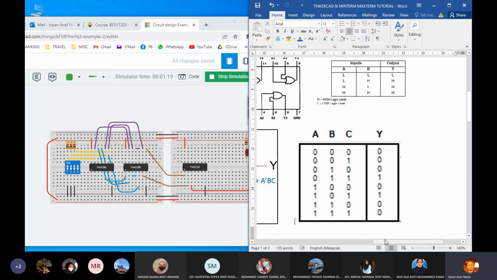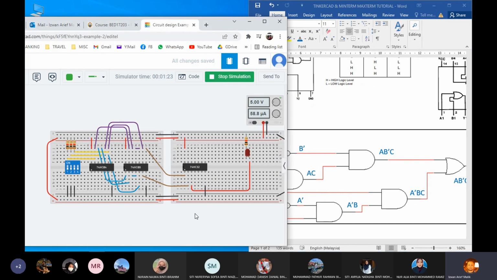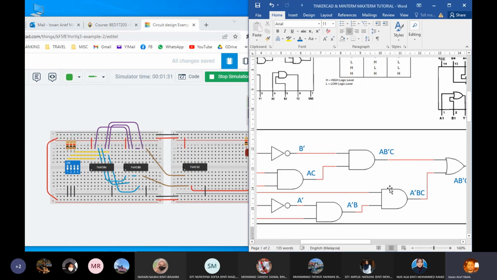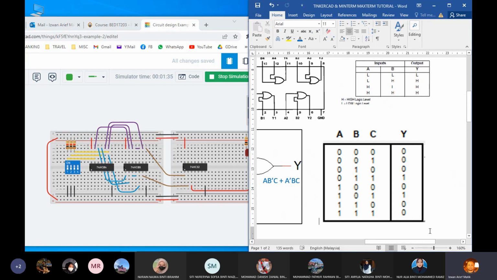So my representation of this circuit is actually represented in my Tinkercad with this circuit. Maksudnya circuit saya yang ini adalah betul berdasarkan circuit yang ini. Sebab how I know it is correct, I am able to prove this truth table. It means that this circuit is correct.